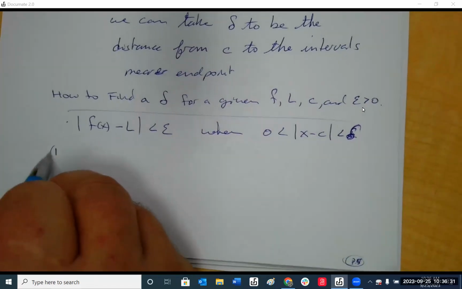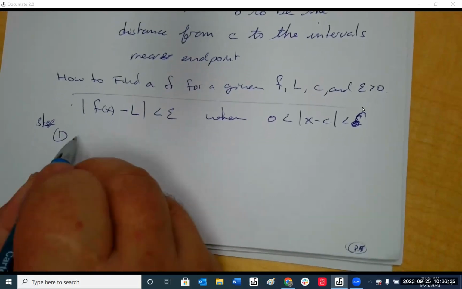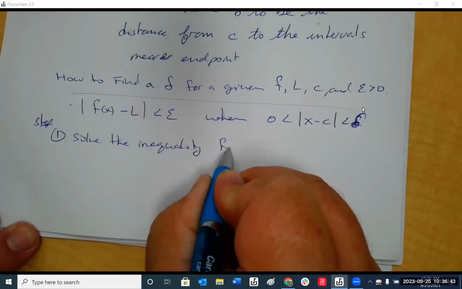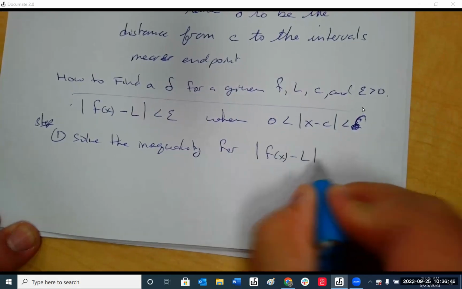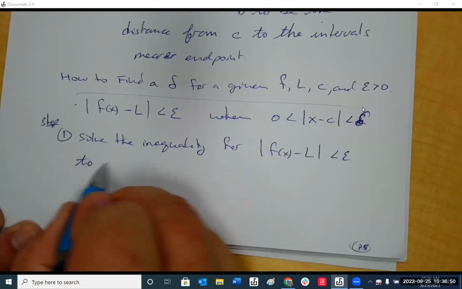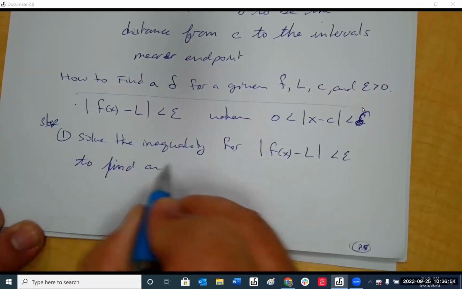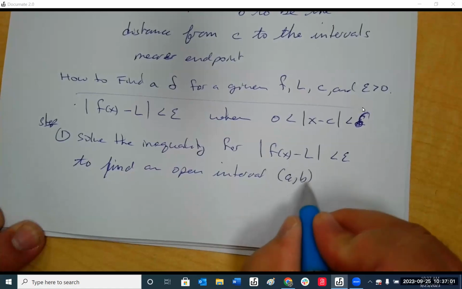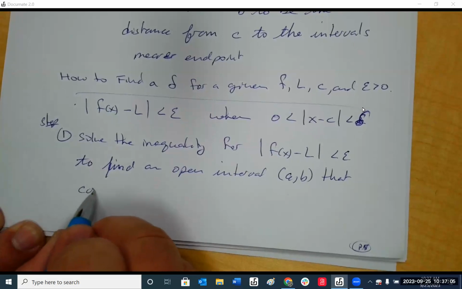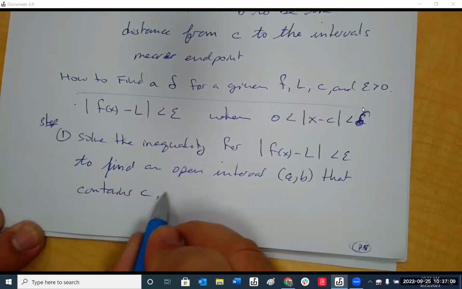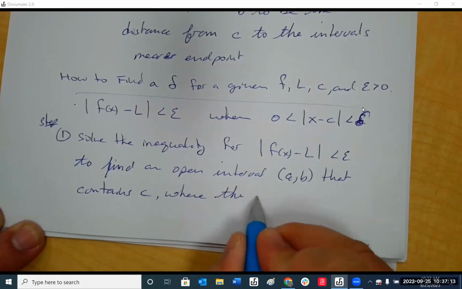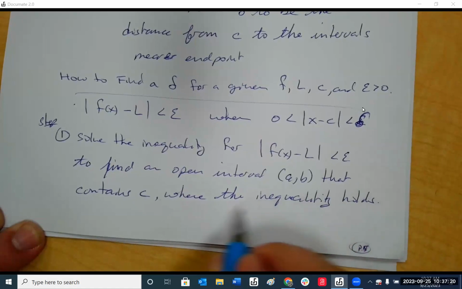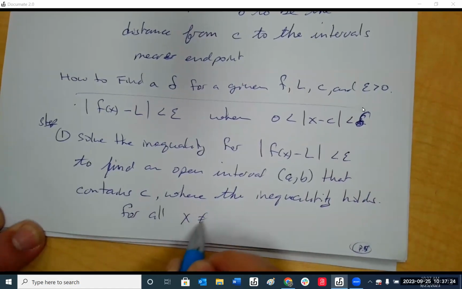Delta. Step 1. Solve the inequality |f(x) - L| < epsilon to find an open interval (a, b) that contains c, where the inequality holds for all x not equal to c.